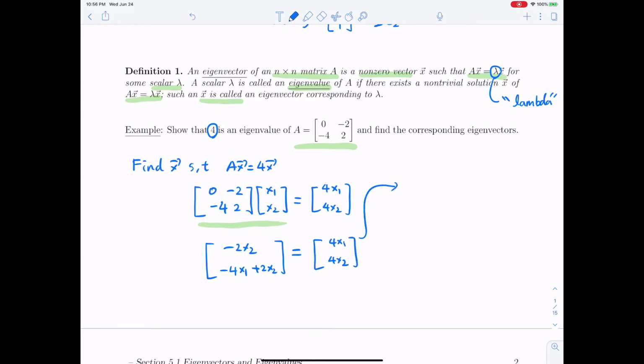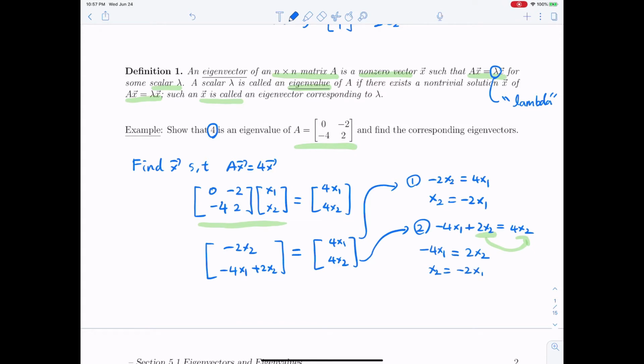From here, we get -2x2 equals 4x1, or 4x1 plus 2x2 equals 0. If you divide by -2 on both sides, we get x2 equals -2x1. From the second equation, we get -4x1 plus 2x2 equals 4x2. If you move 2x2 to the other side, this gives you -4x1 equals 2x2. If you divide by 2 on both sides, we get the same equation as the first one.